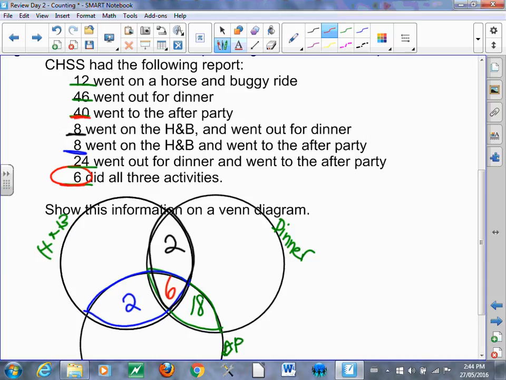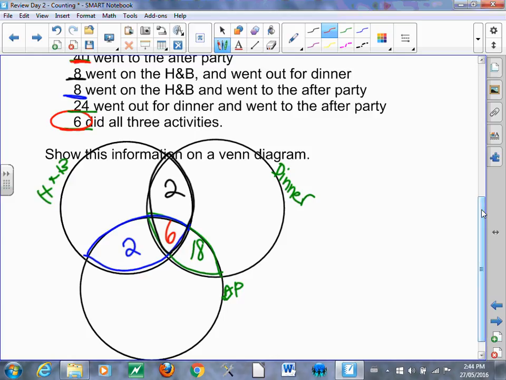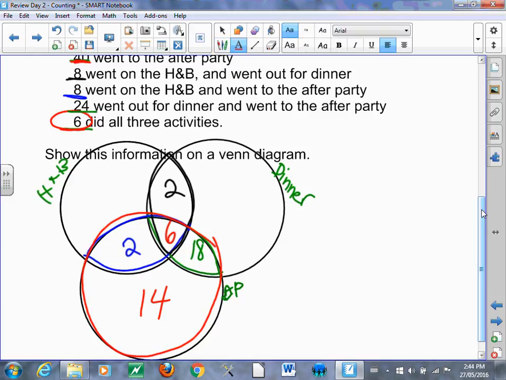So 40 went to the after party. So in my after party, which is this big circle, I need a total of 40. Okay, so watch the overlap. So what we need to do is take 18 plus 2 is 20, plus 26, subtract it from 40, and the leftover is 14.